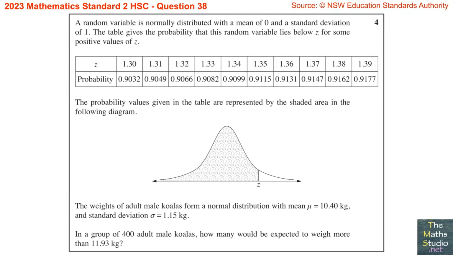Question 38. A random variable is normally distributed with a mean of 0 and a standard deviation of 1. The table gives the probability that this random variable lies below z for some positive values of z. The probability values given in the table are represented by the shaded area in the following diagram. The weights of adult male koalas form a normal distribution with mean mu equals 10.40 kilograms and standard deviation sigma equals 1.15 kilograms. In a group of 400 adult male koalas, how many would be expected to weigh more than 11.93 kilograms?